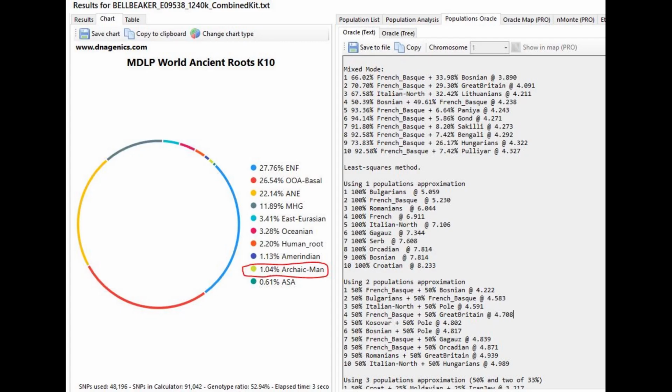And here is his result with MDLP World Ancient Roots K10 from Admixture Studio. Now, with the Oracle, he's getting modeled as a mixture of French Basque plus Bosnian or French plus Great Britain, kind of Basque plus Great Britain, which is typical for a Bell Beaker, I guess. But notice the 1% archaic component that he's scoring. This is like the gorilla chimpanzee Neanderthal component here. Gorilla and chimps score 100% archaic, and Neanderthals score 50 to 60%. So you can estimate around 2% Neanderthal ancestry on the basis of this result for this individual.